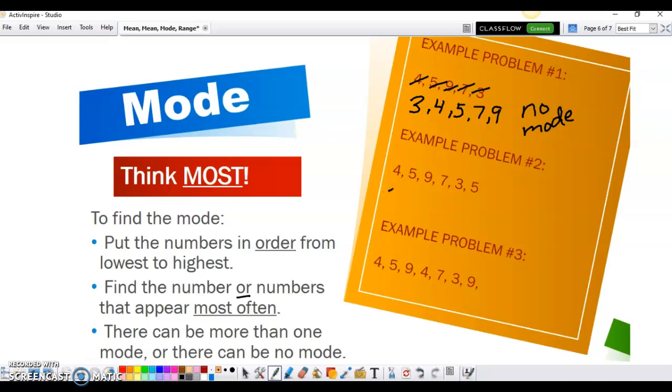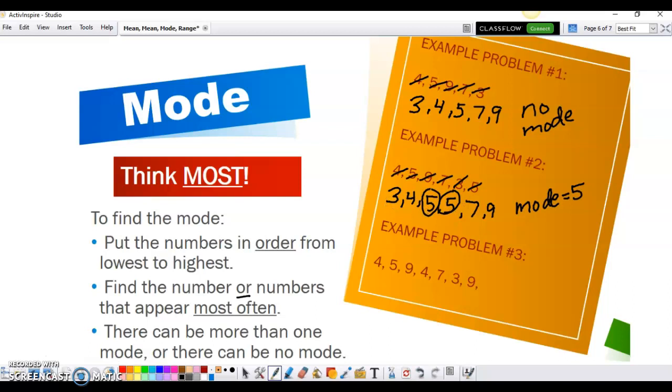Okay, let's look at the next one. So we've got 3, 4, 5, 5, 7, and 9. Okay, got them in order. Now look at your list. Is there a number or numbers that you see that appear more than the rest of them? Yep. So we've got 5 and 5, and then we only have 1 each of the other numbers. So in this scenario, our mode equals 5, because 5 appears in this list more than the other numbers.